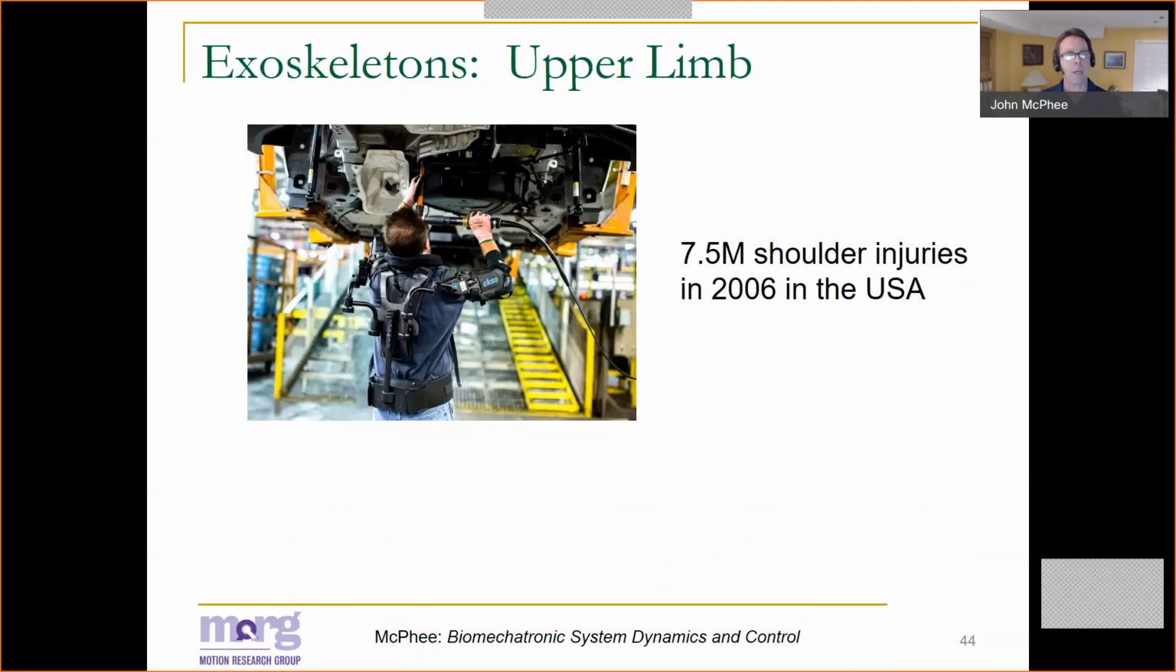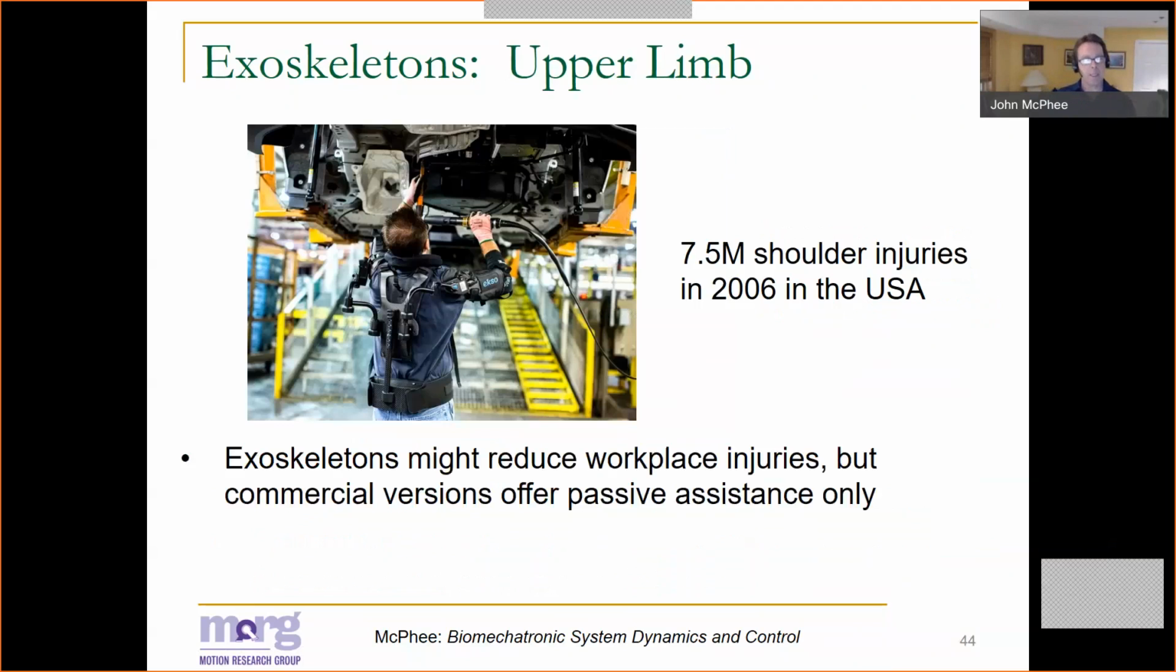Lastly, I want to talk briefly about upper limb exoskeletons, because these have great potential for use by assembly line workers. There are a lot of shoulder injuries, especially among workers who are lifting heavy loads all day long. Now, exoskeletons have great potential to reduce workplace injuries, but it turns out that commercial versions only offer passive assistance. In other words, they're spring-loaded mechanisms that support the arms of the user, typically as they work in some sort of awkward position, but they don't provide any active assistance.